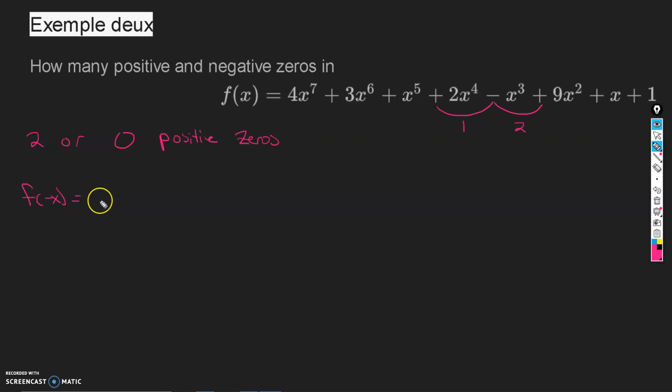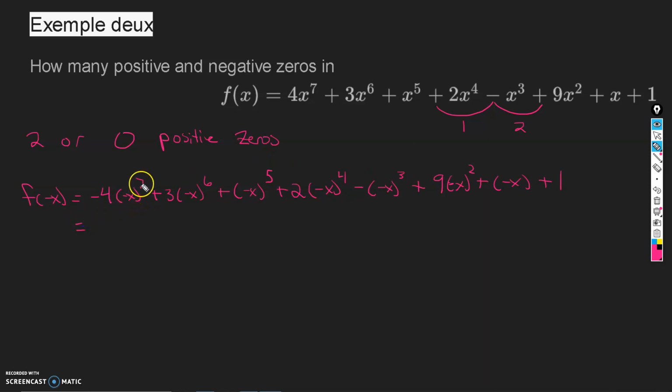This is going to be a headache. Negative 4 times negative x to the 7th plus 3 times negative x to the 6th plus negative x to the 5th plus 2 times negative x to the 4th minus negative x to the 3rd plus 9 times negative x squared, that's a negative, plus negative x plus 1. Can't even say that all in one breath.